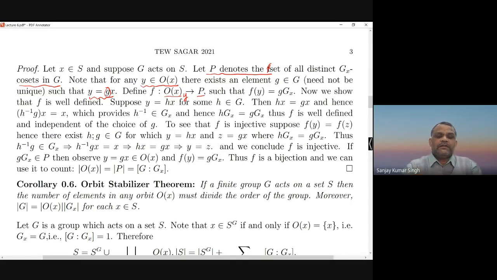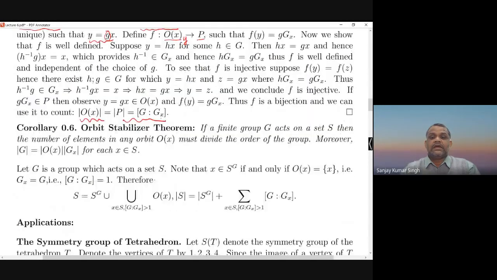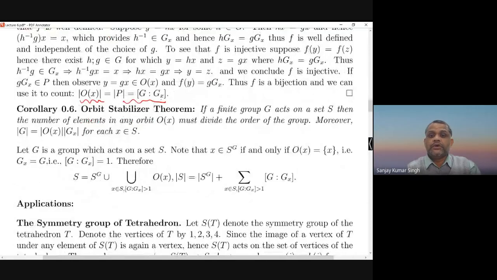And hence we can say that the cardinality of the orbit Ox is the same as the cardinality of this set, which is the index of Gx inside G. And as a corollary, I immediately get that if G is any finite group which acts on the set S, then the number of elements in any orbit Ox must divide the order of the group. Why? Because this is always true.